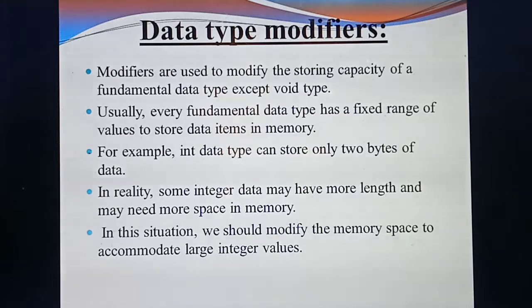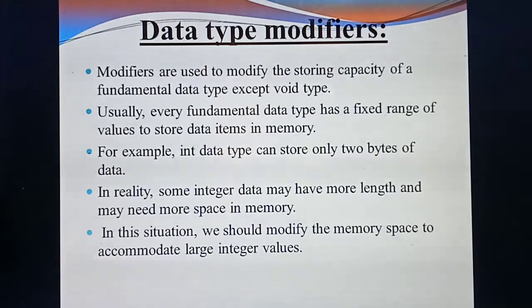Already you have studied the storage capacity of fundamental data types. Isn't it? What are the storage capacities? Int means 2 bytes, float means 4 bytes, double means 8 bytes, character means 1 byte. Now we are going to modify this storage capacity of the fundamental data types.